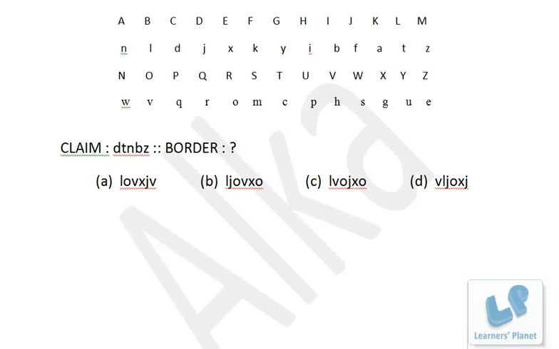Now say this. C is written as D, L as T, and A as N. It's very simple. You just have to write the letter immediately below it, right? So BORDER. We have three options with L and just one option with V.